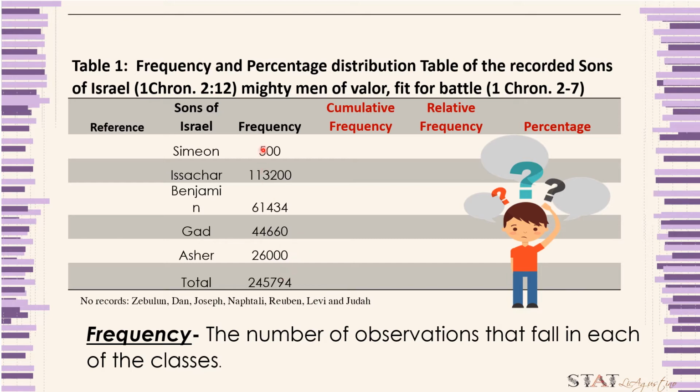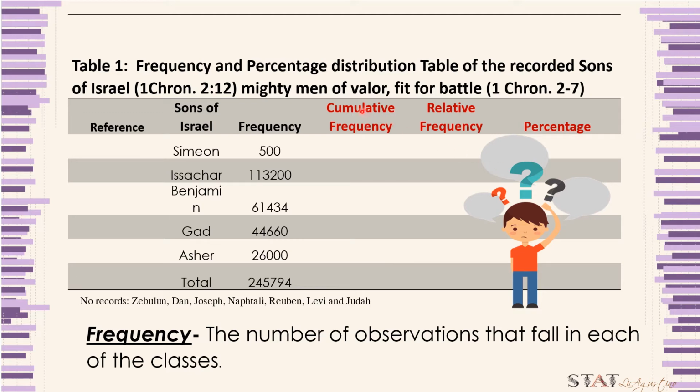So for the total, you will add or sum these numbers, the total mighty men of valor recorded in 1 Chronicles. We have the total of 245,794. So why is it that they are incomplete? Because in that text, in our reference, there is no record for Zebulun, Dan, Joseph, Naphtali, Reuben, Levi, and Judah. So we can only have these 5 classes or stubs. So now I believe you understand what this frequency is.